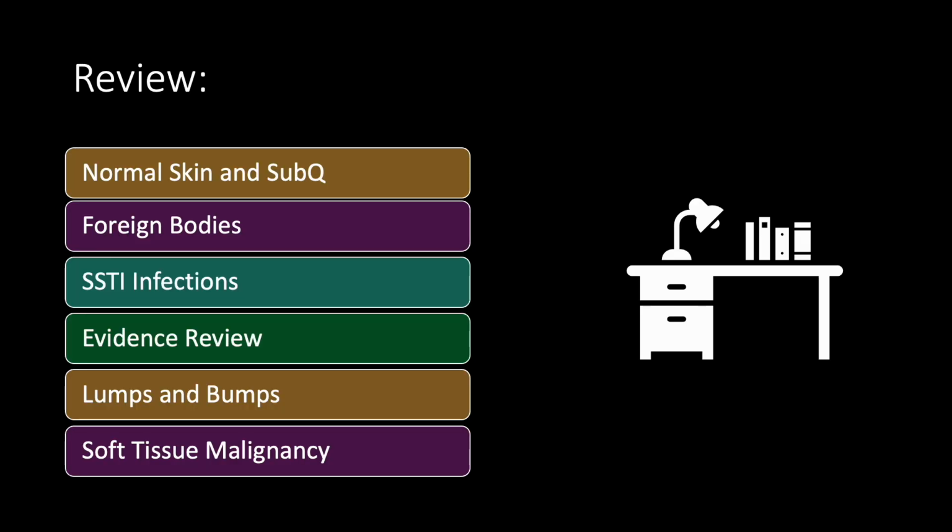So in this lesson, we acquainted ourselves with some of the normal skin and soft tissue findings, as well as spending a good amount of time discussing foreign bodies, infections of the skin and subcutaneous tissues, and talking about what the literature says about using POCUS for the management of each of these findings. We also reviewed some of the common benign findings that may present as lumps or bumps in your clinic or in the ER, and touched on some of the findings on ultrasound or physical exam that should make you more suspicious of a potentially cancerous or threatening lesion.